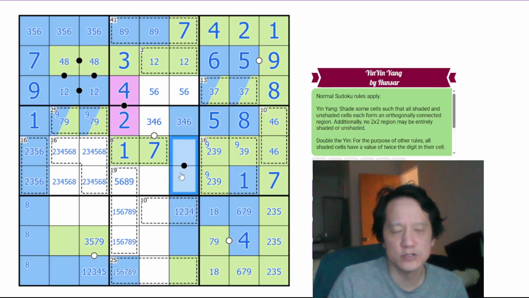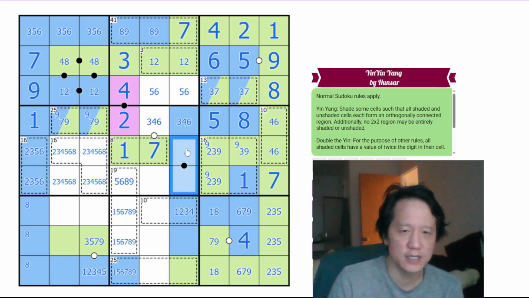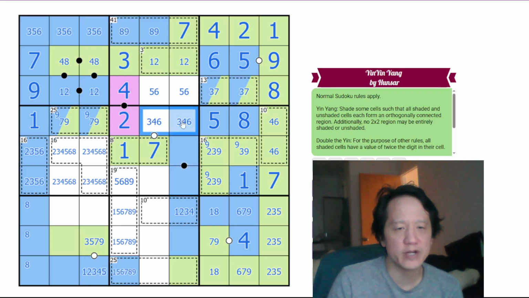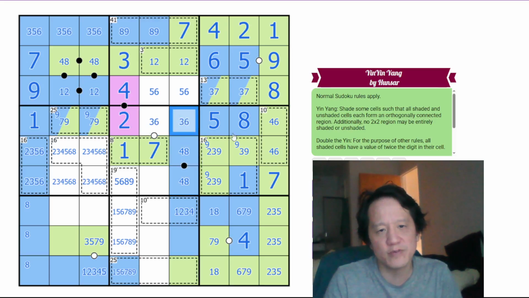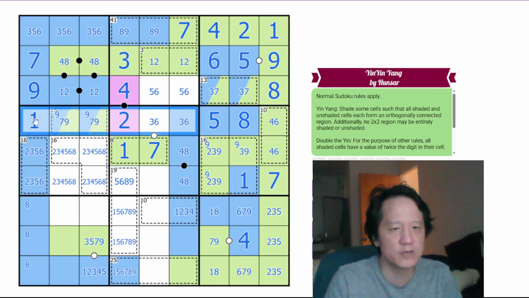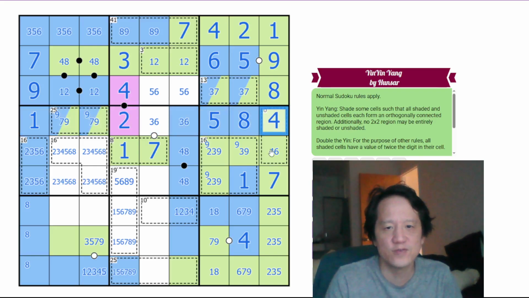This is in a 1-to-2 ratio. It cannot be 3 and 6. The only other pair that's in a 1-to-2 ratio with each other is 4 and 8. So this has to be 4 and 8, which means this can't be 4, this can't be 4. This is a 3-6 pair, which eliminates 3 and 6 in the rest of the row. So this is 4, this is 6. This 4-8 pair eliminates 4 and 8 in the rest of the box and the column.